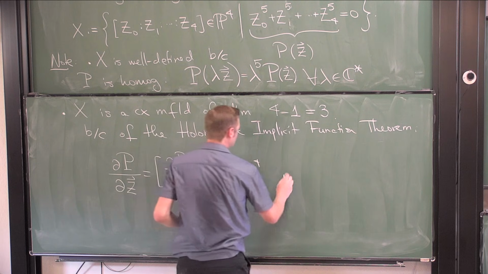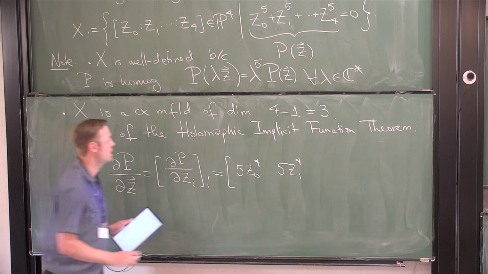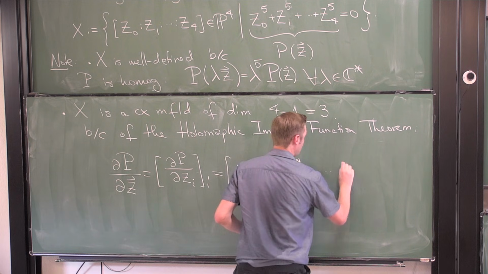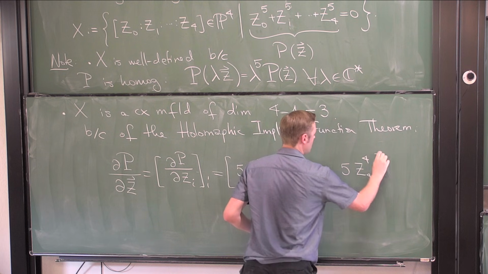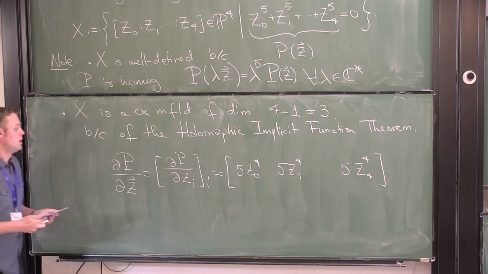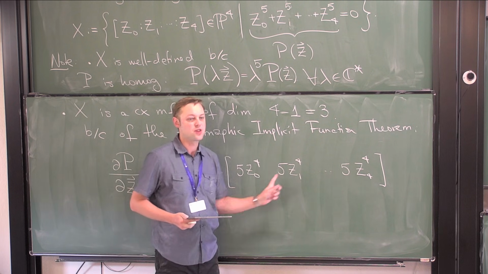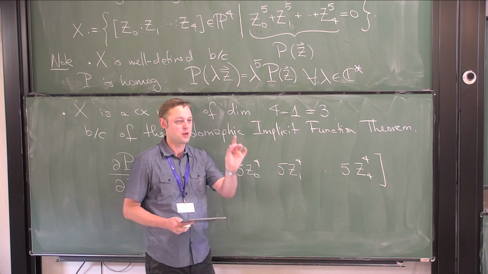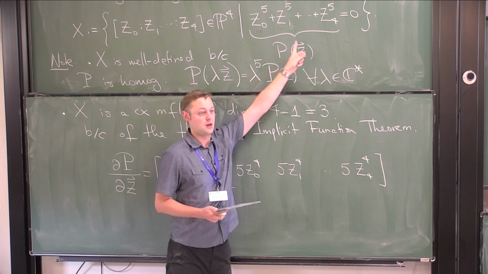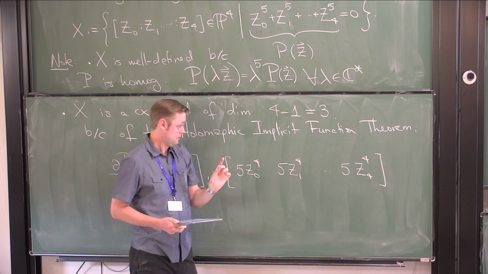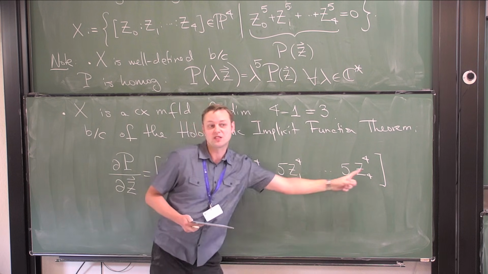And then similarly, I get 5 Z1 to the 4th when I differentiate with respect to Z1, and so on, 5 Z4 to the 4th. And so the fact of the matter is, when I use the implicit function theorem, I need to check it in the vicinity of a point that belongs to this set. And I just need to make sure that at any point on this set, at least one of these derivatives is non-zero.